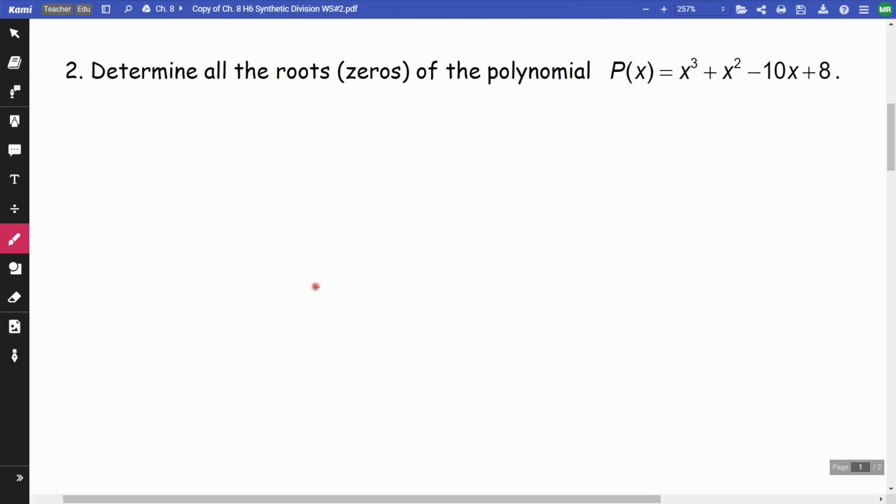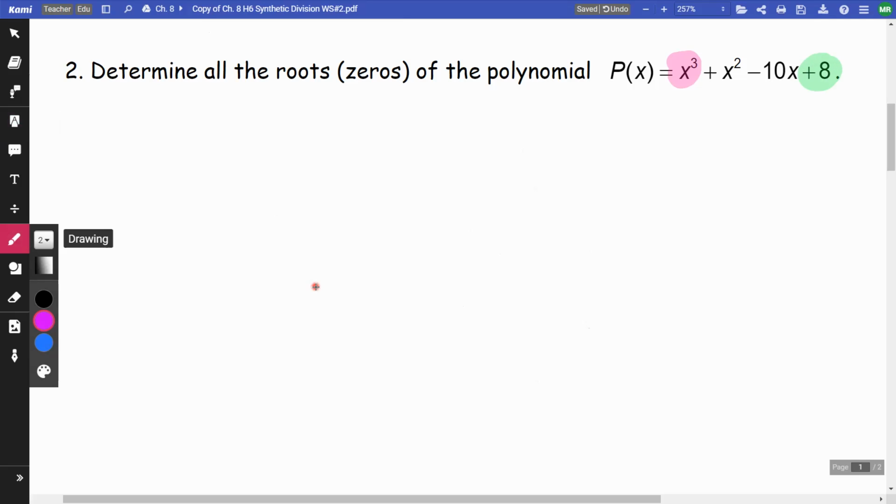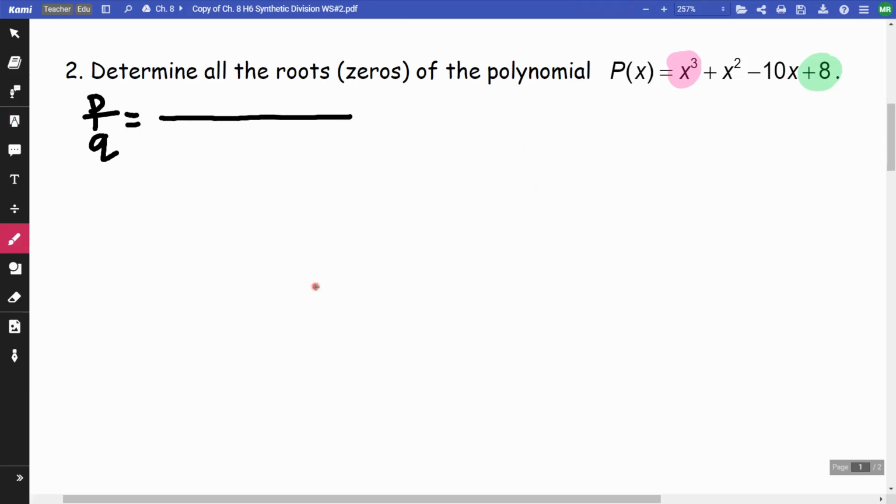On number 2, I'm focusing on my P, which is a 1, and my Q, which is an 8. Since my P is 1, when I do my P over Q's, I'm going to get all integers. So I'm just going to put a plus minus here. So positive, negative 1, 2, 4, and 8. That's what multiplies to get 8, over positive, negative 1. So I'm going to have positive, negative 1, 2, 4, and 8. Those are the numbers I'm going to try.